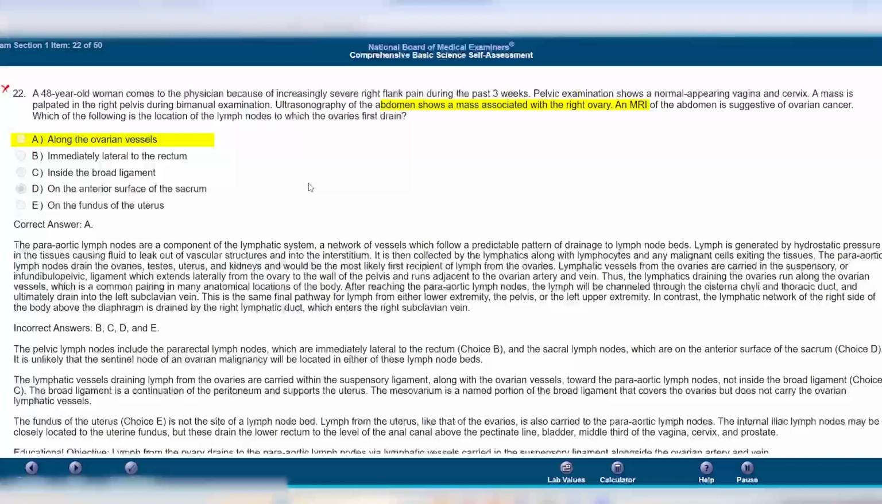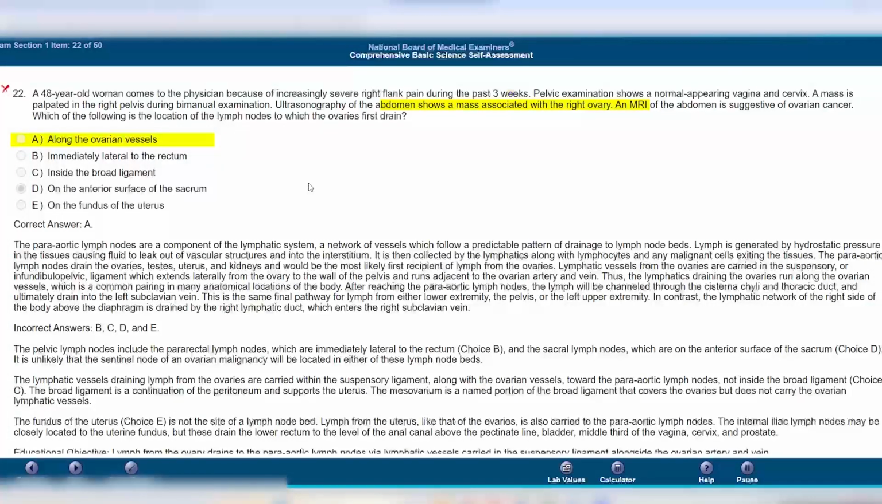For this one, I just didn't remember what lymph node the right ovary would drain into. So another guess. Okay, so I'm going to keep this real simple for you. Let's talk about the lymphatic system in general. Like I said, I'm all for the big concepts to get you more questions in one.